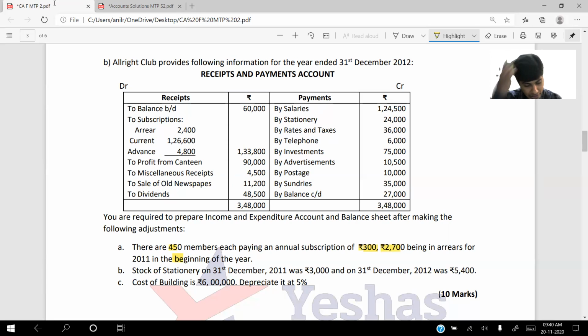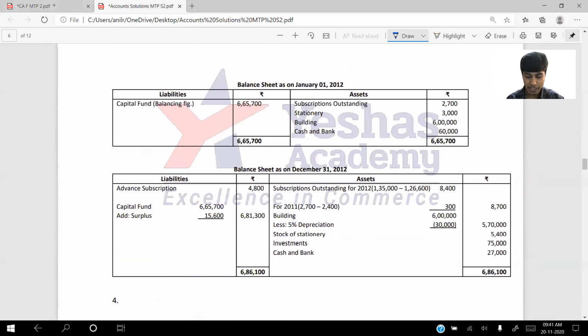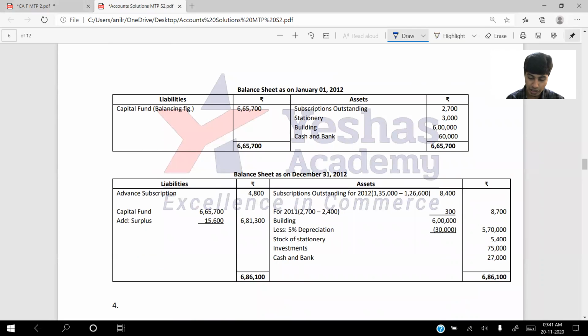Look at the receipt side. How much is there? Receipt is 1,33,800. Okay, there is arrear, current balance as well as advance. That we would have to adjust. Okay, now have a look. There is an opening balance sheet as well as a closing balance sheet. The 2,700 that was given in the question is here.